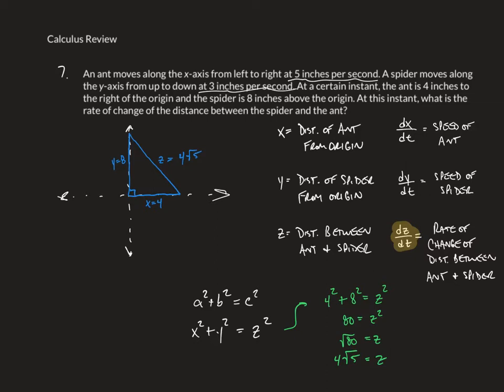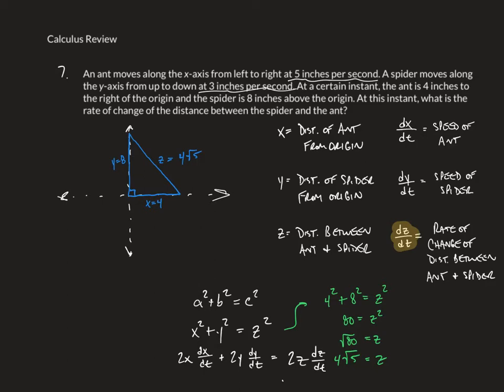Now let's go back to the Pythagorean theorem and use this to give us the value for dz dt. Since I'm trying to find dz dt, I am treating each of these like functions. Okay, so I'm going to differentiate implicitly here. And so I will have 2x times dx dt plus 2y times dy dt equals 2z dz dt.